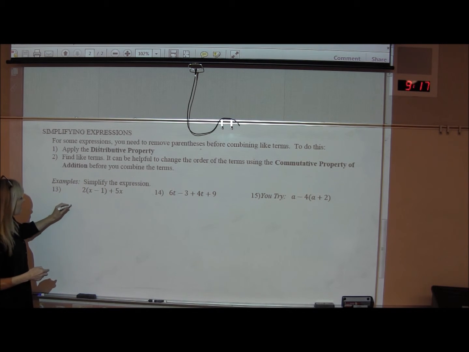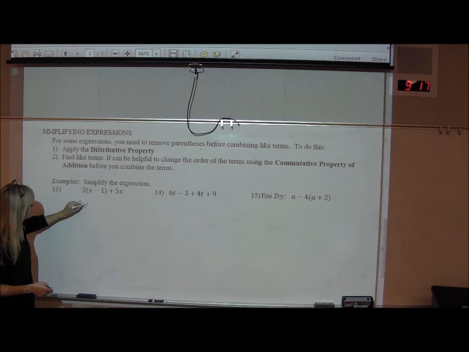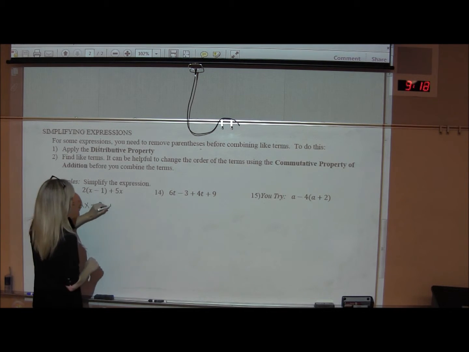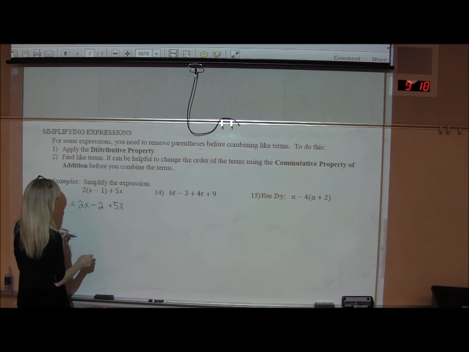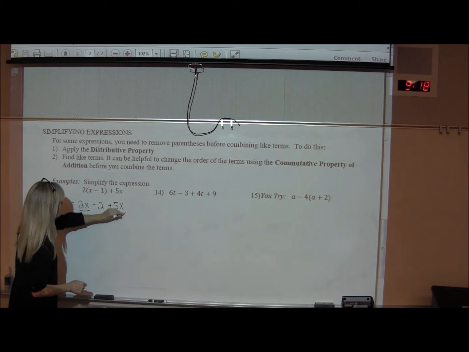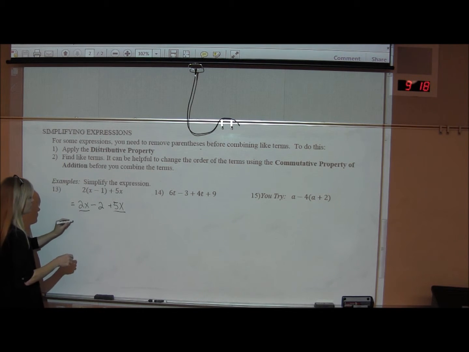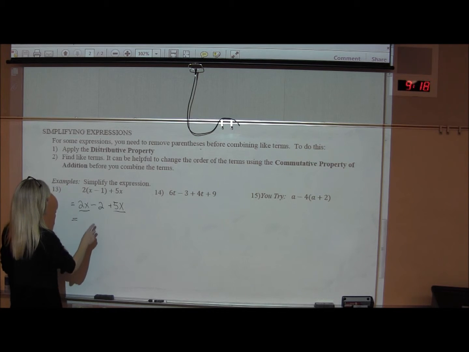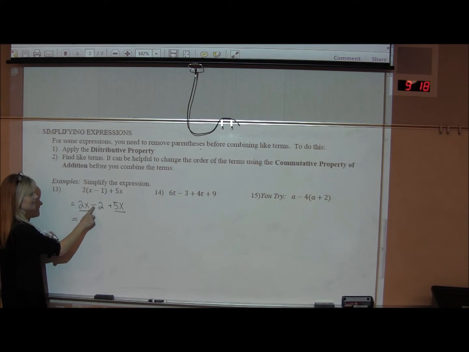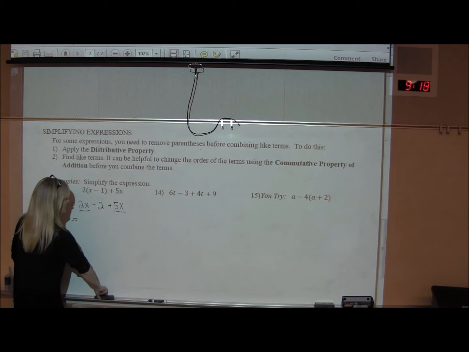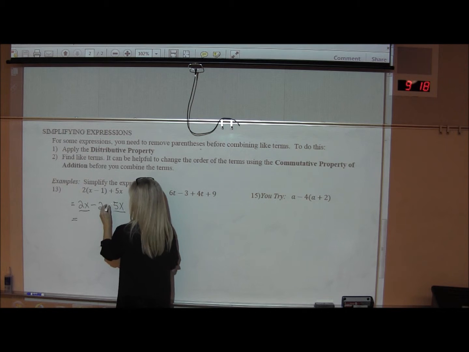Okay, so for this one, I've got to do the distributive property. So 2 times x, and then 2 times negative 1, so minus 2, okay, plus 5x. Now, I have like terms here and here, and I need to combine them. Now, if it helps, I can change the order. Now, what you need to remember is that this negative sign is part of this term too. So it doesn't affect the term in front of it.